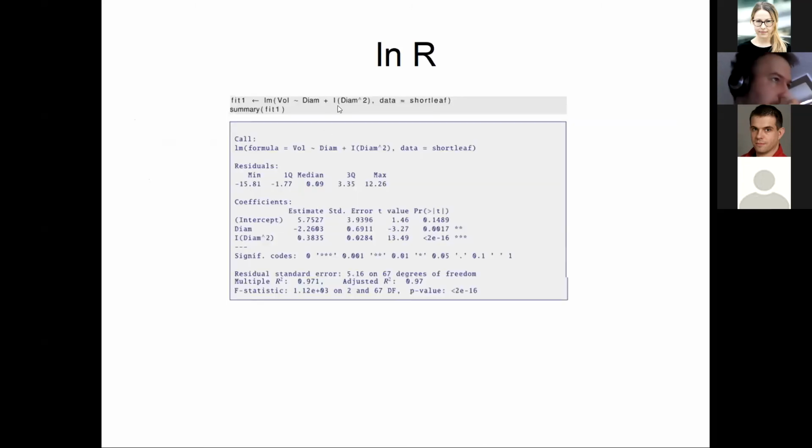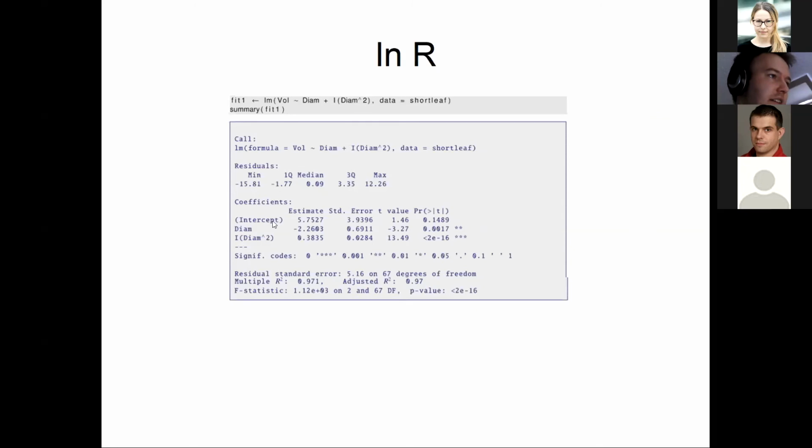Again, just doing this linear model in R, the same code basically as before. I should mention, if you want to fit a polynomial model to the data, you always have to use this I, otherwise R will not understand that it's a quadratic model. So please, also if you use another polynomial, always use this I in front of it.